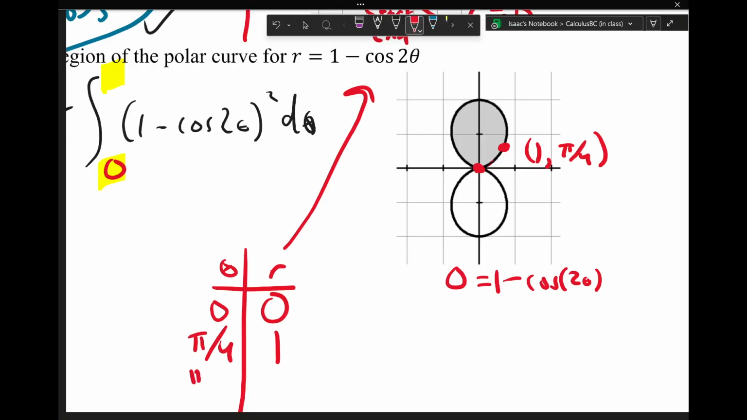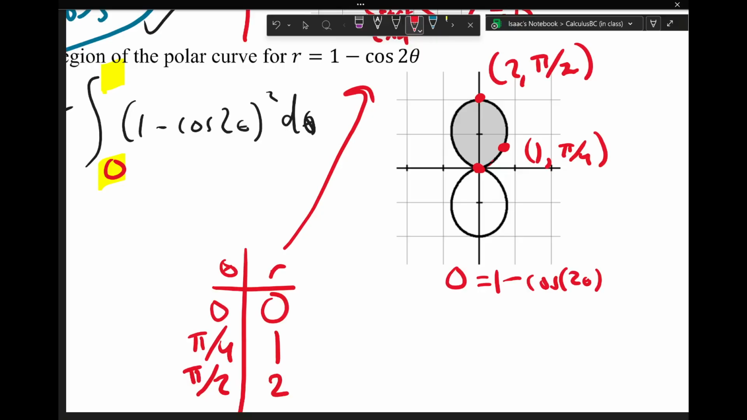So why don't we try pi over 2 times 2 would be pi. This would be 1 plus 1, which would be 2. So in the pi over 2 direction, it's going 2. So here's 2, pi over 2.